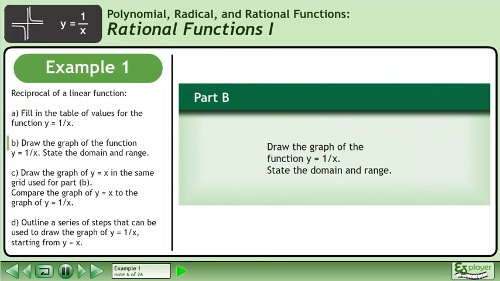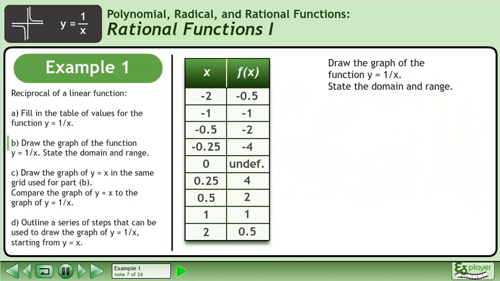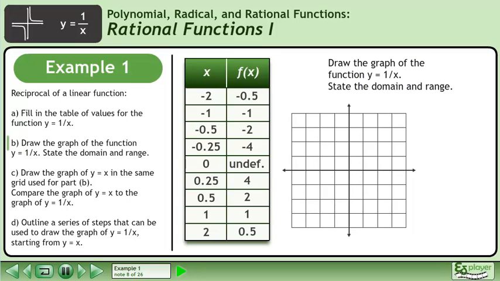In part B, draw the graph of the function y equals 1 over x. State the domain and range. Bring up the completed table of values from part A. Plot the points and draw the graph.